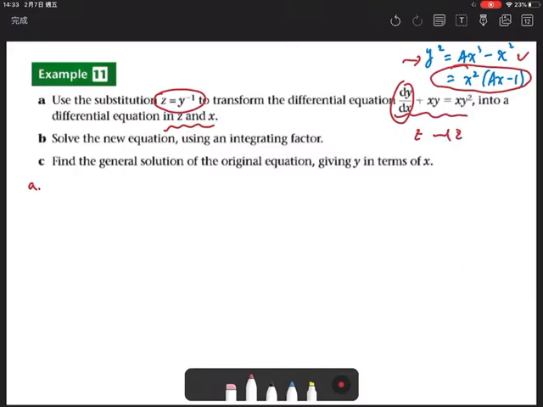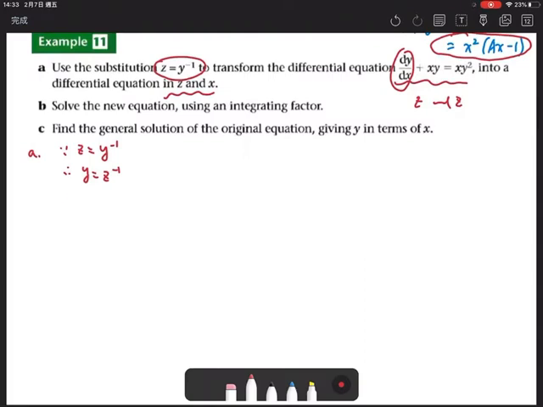So firstly, we should use the given condition and write, because z equals y to the power of negative 1, so y just equals z to the power of negative 1. We should write y as the subject, so dy by dx equals d of z to the power of negative 1 by dx. And how can we simplify this one? It is because this can be regarded as a composite function.